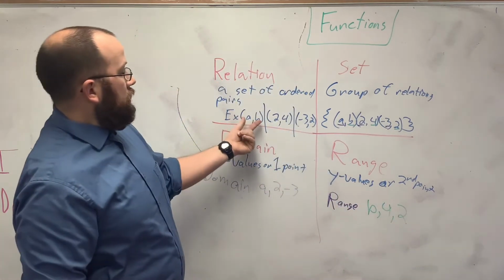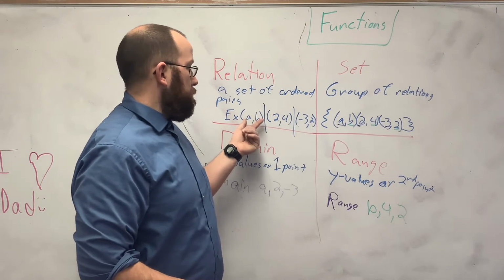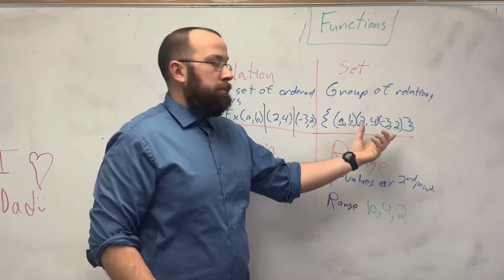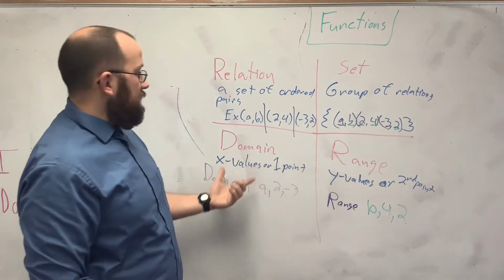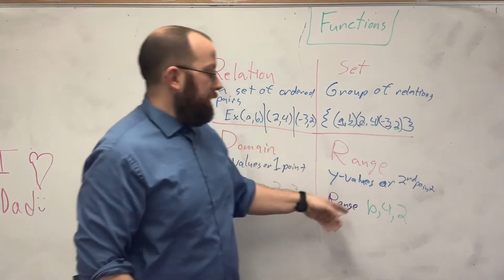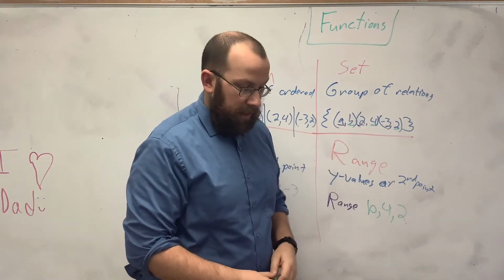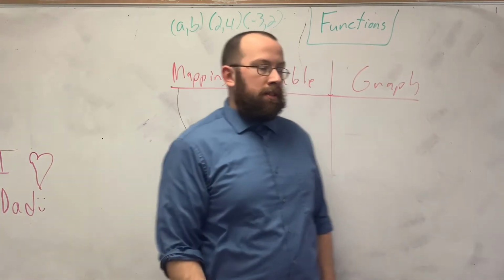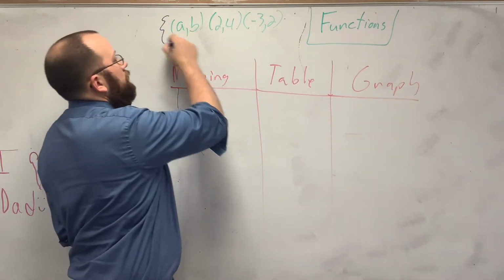So relation is just a set of points, or just points. Taking those points and grouping them makes it a set. Domain is the x values of that set. Range is the y values of that set. All right, now this is ways of showing your set.